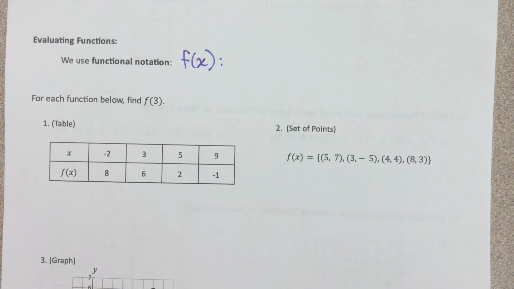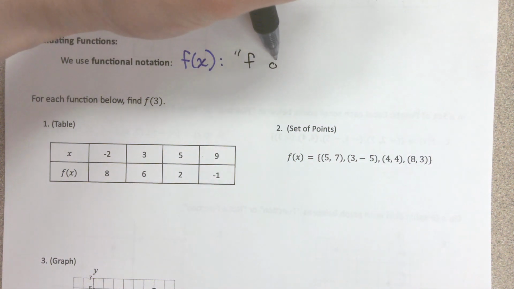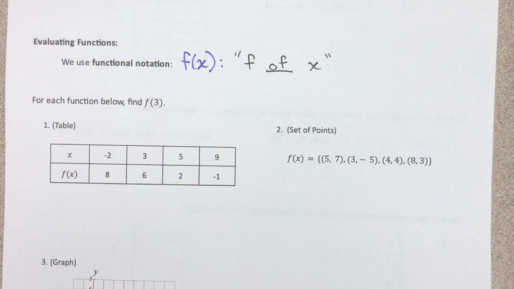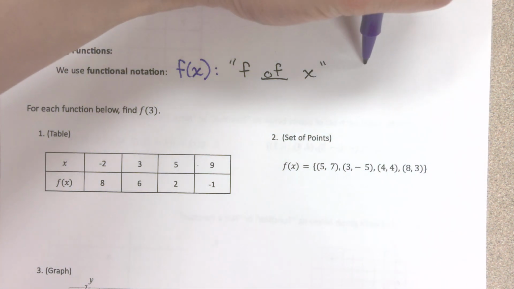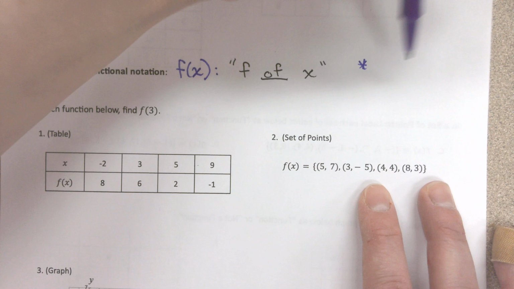Notice when I read that symbol, I say f of x. I don't say f times x. That's how a lot of students read that. That's incorrect. One other important detail. We've discussed this many times over the past semester.